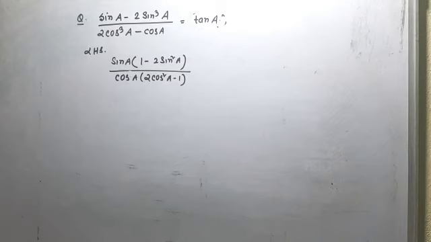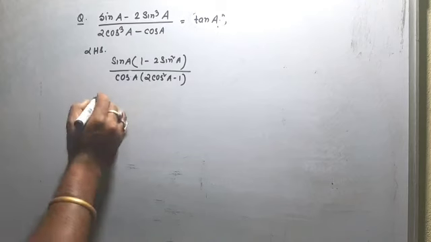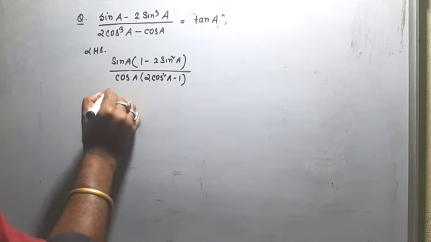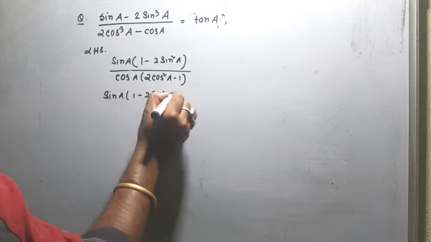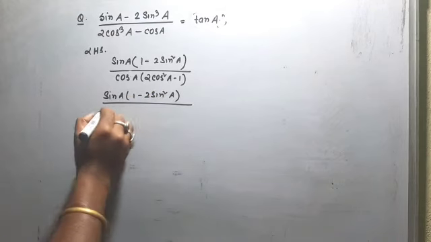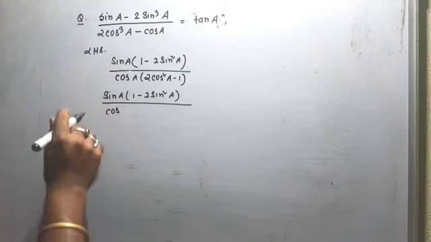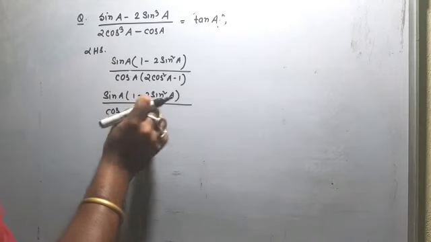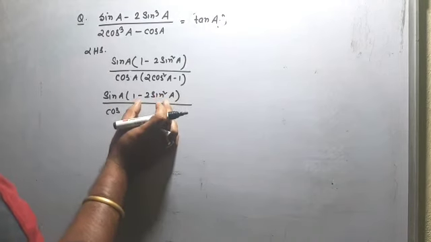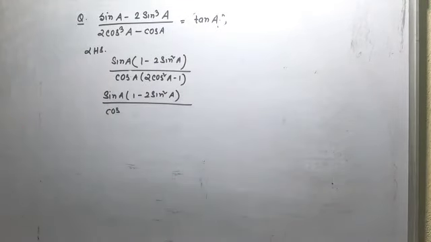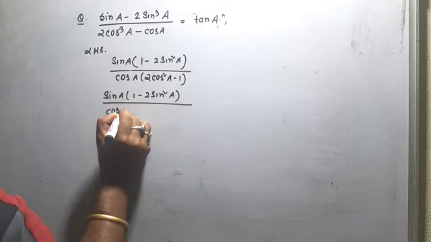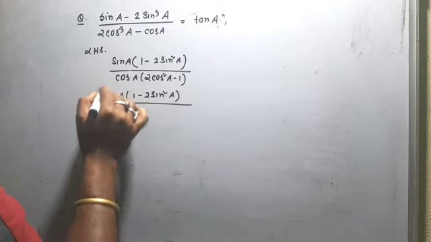Clear? Now you write sin a into 1 minus 2 sin square a, and here cos a. That means only sin a and cos a are remaining, and you have to make this one the same, then it is cancelled. So sin a by cos a becomes tan a.